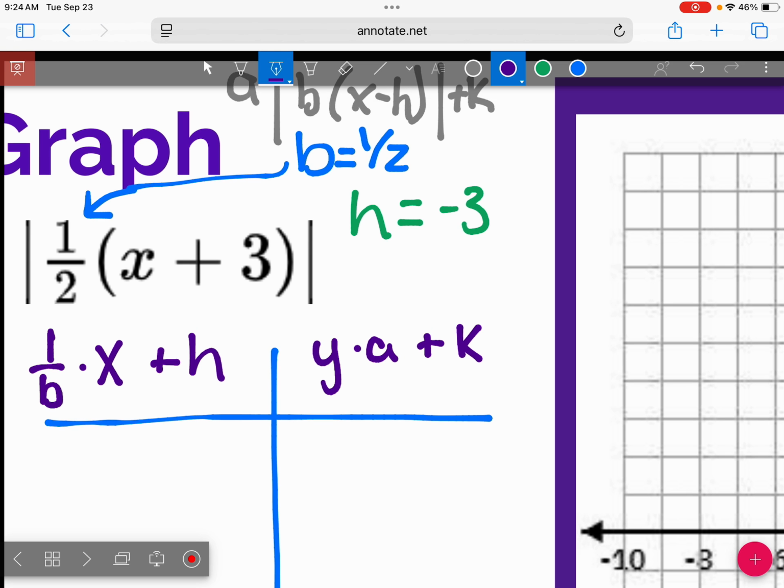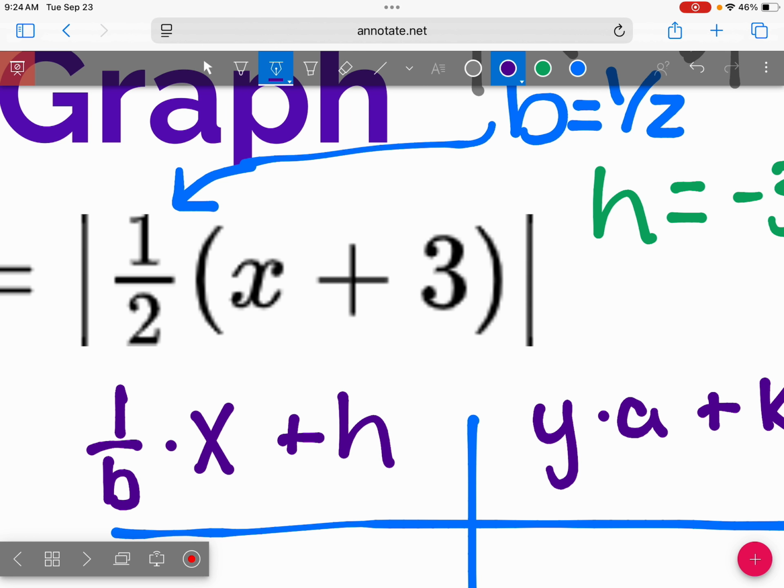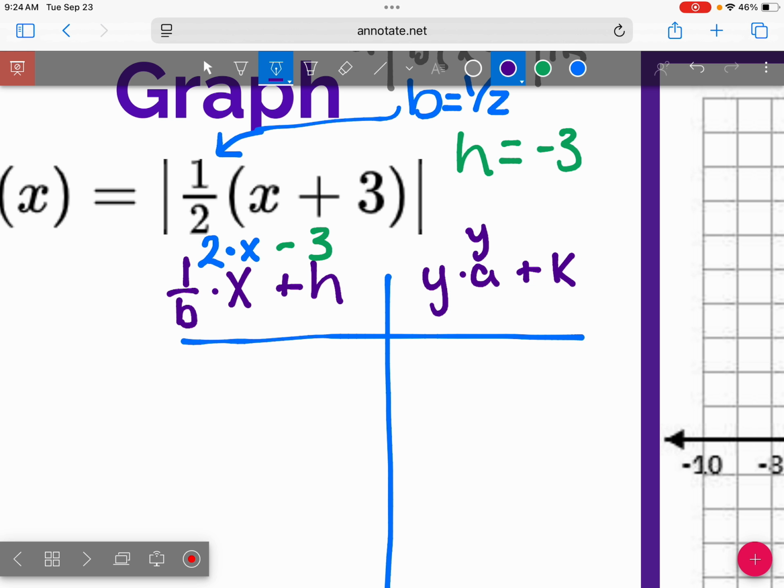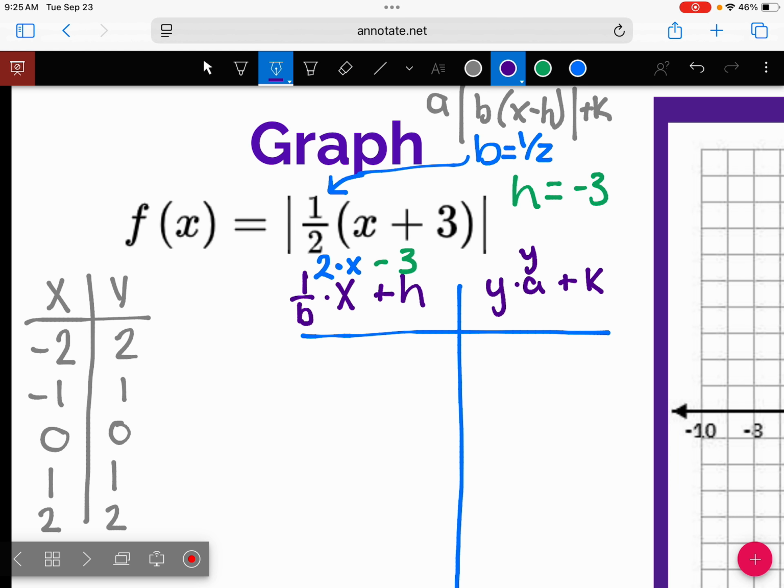So in this particular case, what is 1 over B? 2. So this is going to be 2 times our X plus our H, which is -3. I don't have a change for my A here. I don't have a change in my K here. So my Y's are going to stay exactly where they are. Technically, my A value is 1, Y times 1 plus 0. Nothing's changing. The only thing that's changing is my X values.